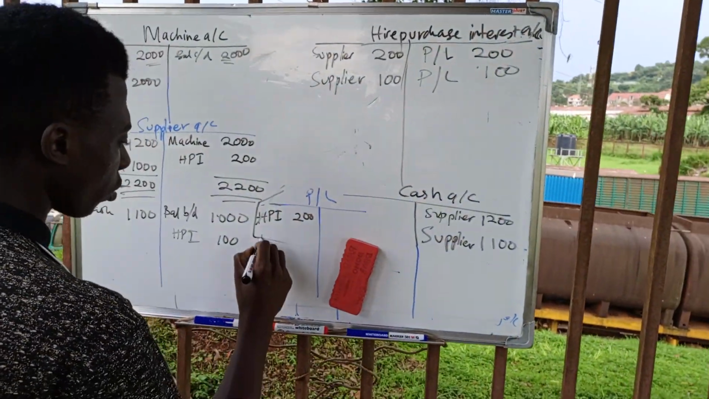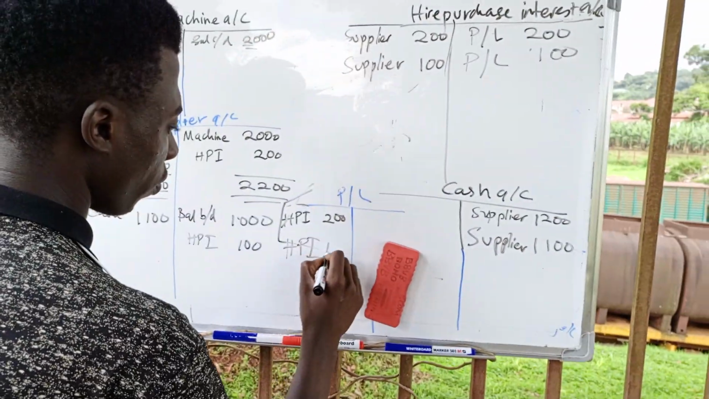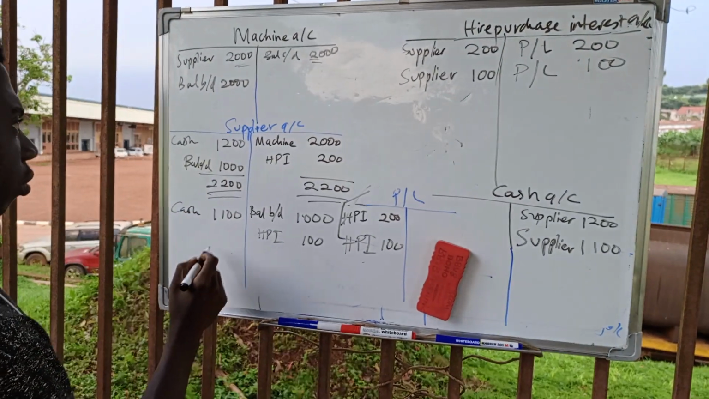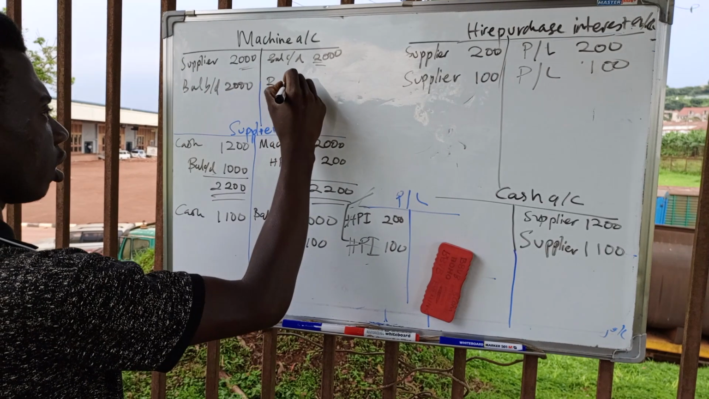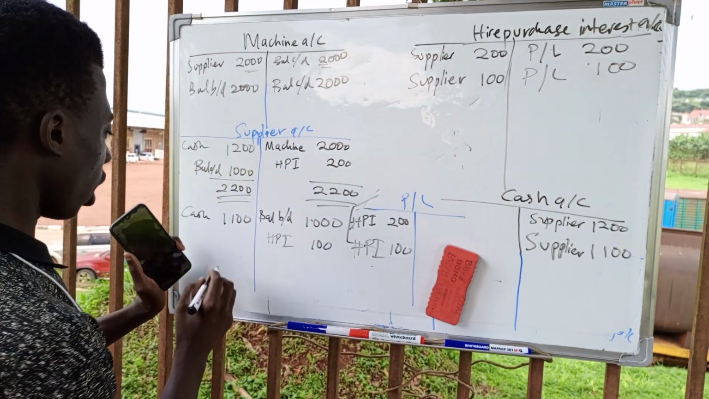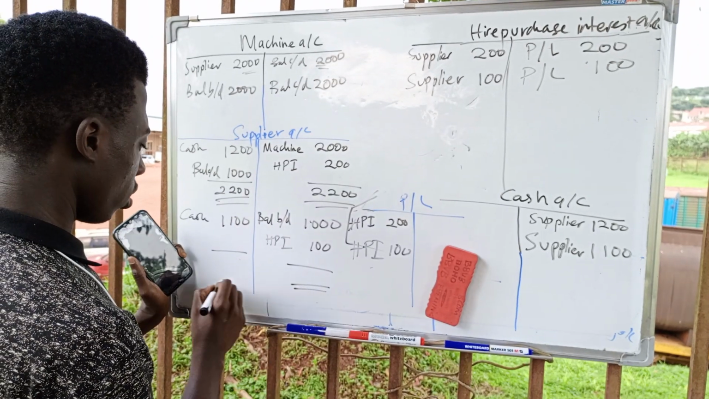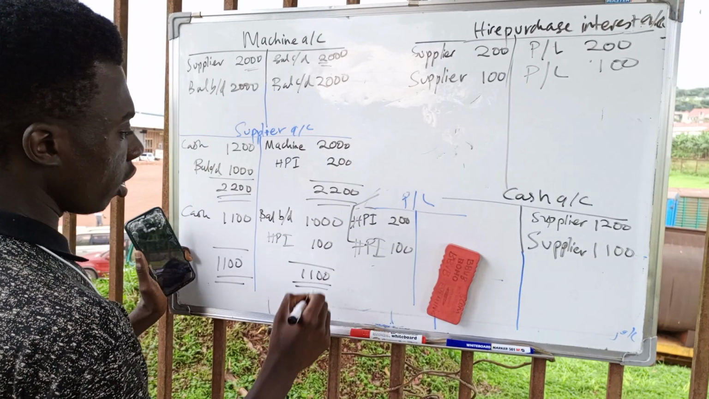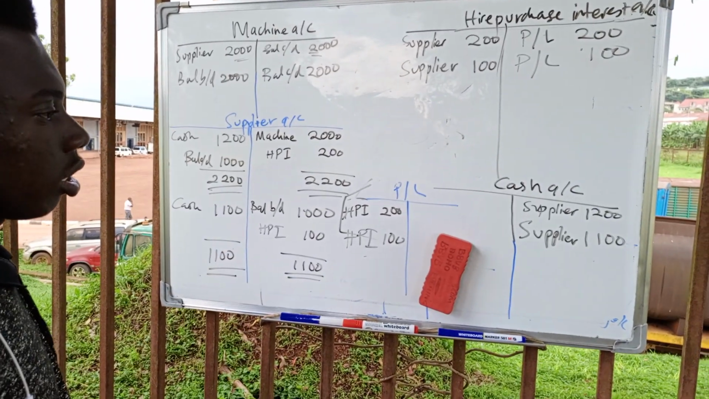In the profit and loss, I must recognize that in the second year, I pay hire purchase interest of 100. Then, when you close off this account, balance it and carry it down, it's going to be the same because you don't dispose of it. When you balance off this account, this is 1,100 and this is 1,100, meaning that they are no longer demanding money from you. So, yeah, that's it.